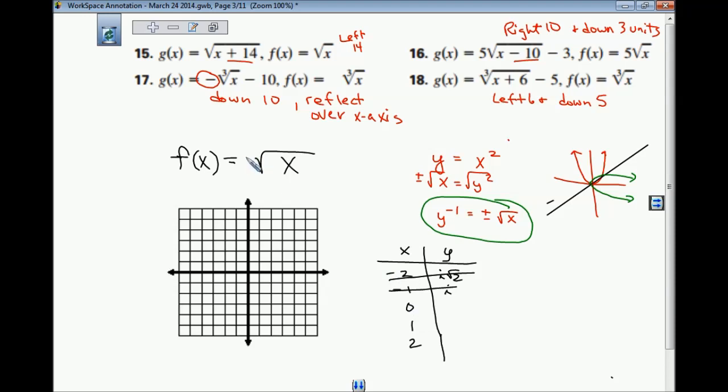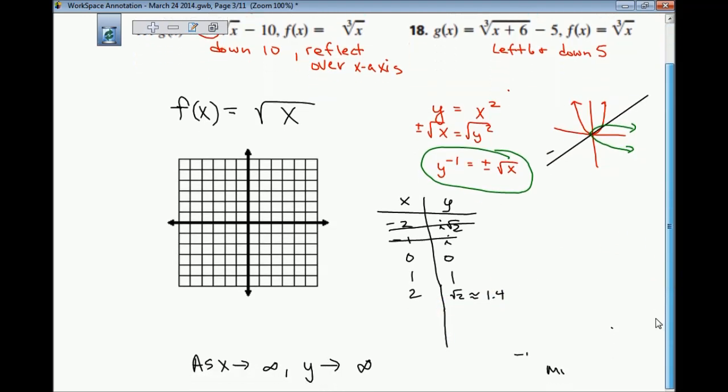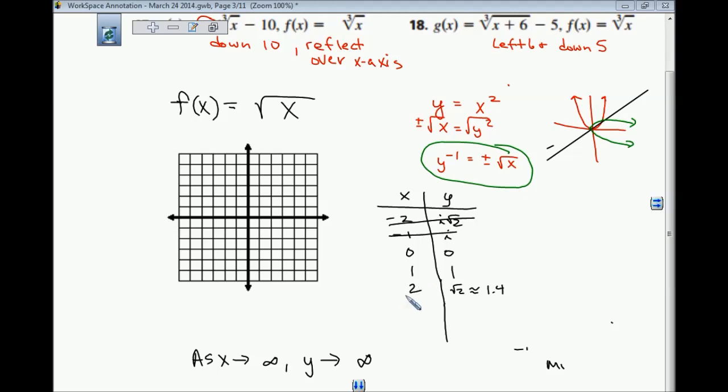Okay, square root of 0 is 0. Square root of 1 is 1. Square root of 2, oh, we don't know it. It's about 1.4, isn't it? Okay, so maybe 2 wasn't the best number to pick. Is there a better number to pick? 4. Okay, the square root of 4 is 2. What's another good number? 9. Square root of 9 is 3.